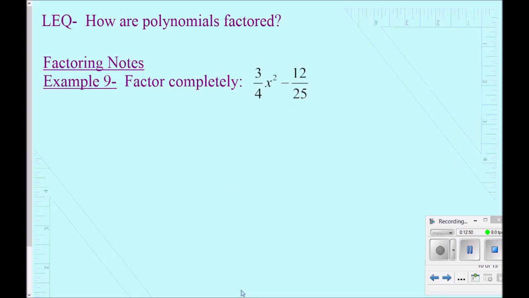Next, 3/4 x squared minus 12/25. This is similar to the last one we did. There is a GCF, but it's a little different in that if I'm looking at the denominators, in the last one we had 4 in both. So we knew 1/4 was the GCF. Here, not only do we not have the same denominator, 4 and 25, but if I think of factors of 4, 1, 2, and 4, and factors of 25, 1, 5, and 25, the only common factor between them is 1, and 1 doesn't count.